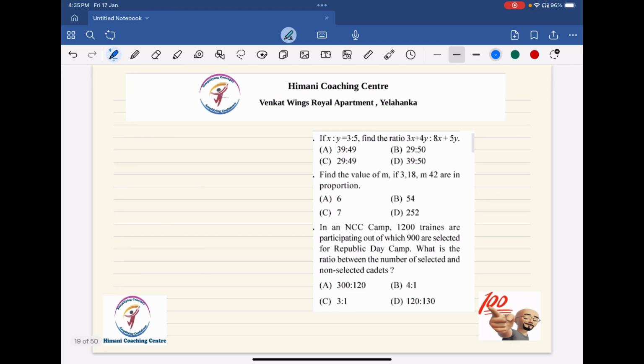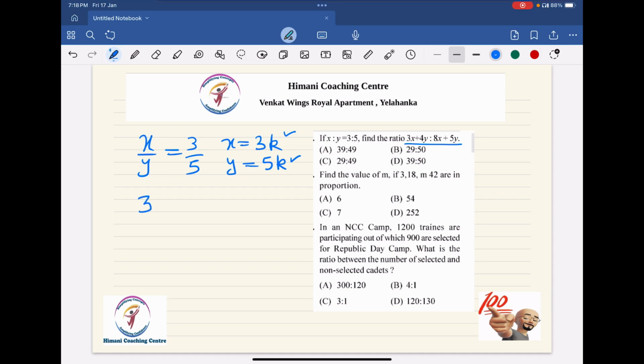Okay, students. So the next question is, if x is to y equals 3 is to 5, find the ratio 3x plus 4y is to 8x plus 5y. So students, what we do here is, see, they are saying x by y is equal to 3 by 5. In this case, we can say let x equals 3k, where k is some constant, and y is also equal to 5k. In ratio, we can take a proportionality constant. Now we are going to replace x as 3k and y as 5k to get the answer.